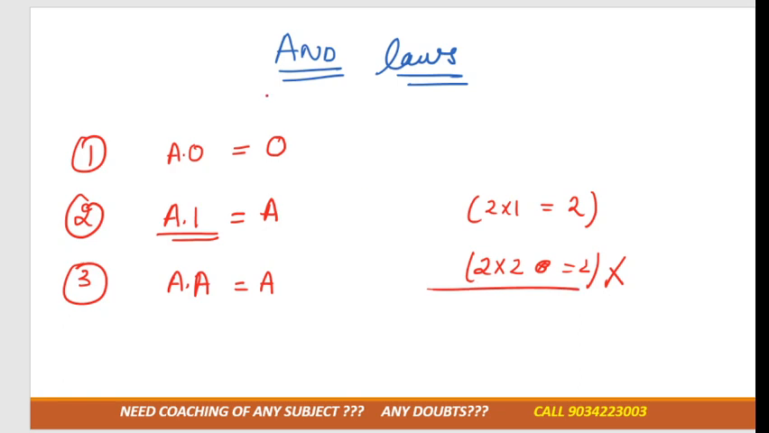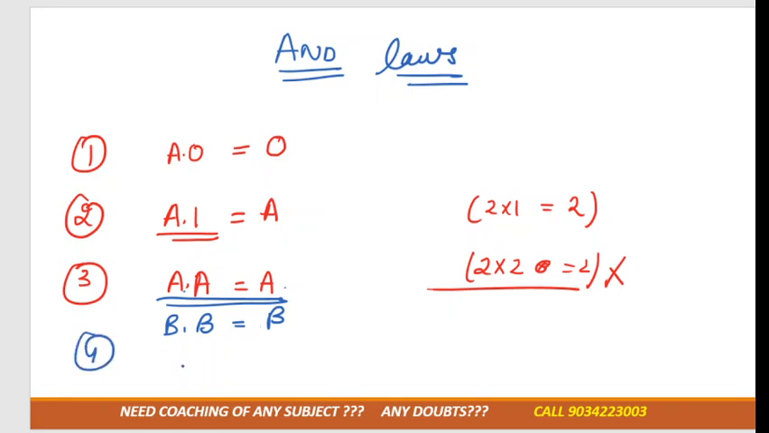So this law is different from maths: if the same term comes two times, then that would be equal to the single term. Like suppose we have B dot B, that would be equal to B only. Okay, clear?